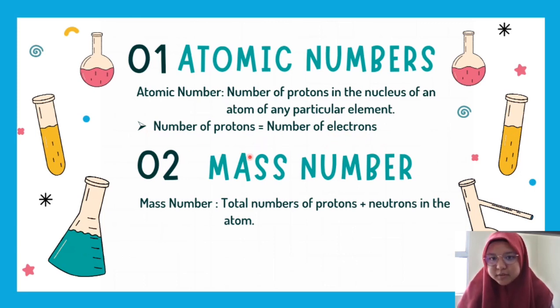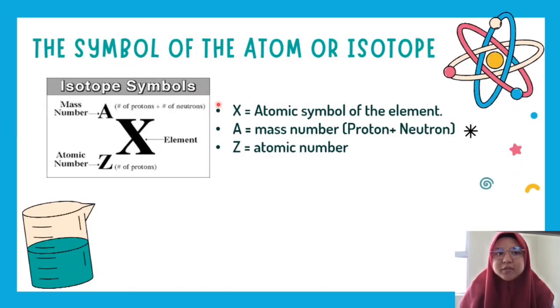Mass number is the total number of protons plus neutrons in the atom. So next, the symbol of the atom or isotope. So this is the isotope symbol diagram.